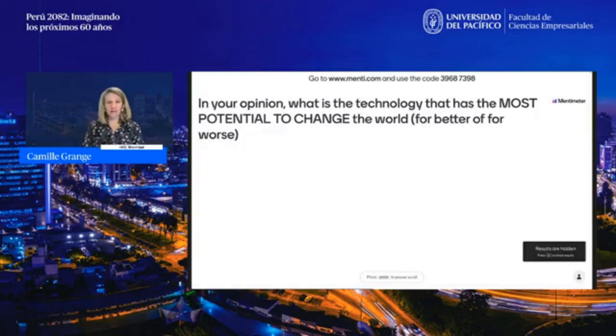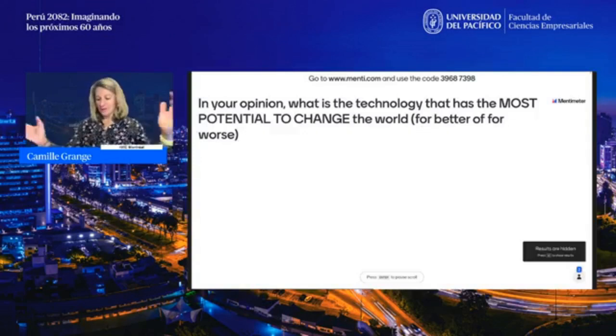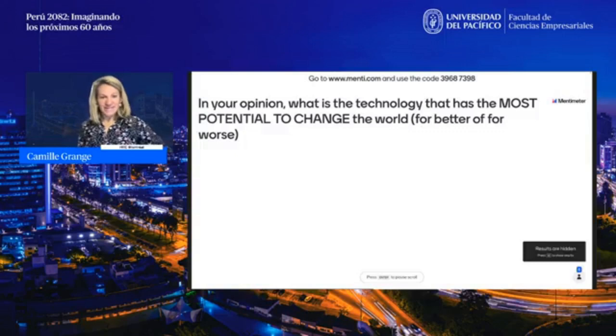Okay, it's poll time, everyone. So I invite you to go back to menti.com, use the code 39687398, and I would like to ask you a very open question. I'd like to have your opinion on what you think is the technology that has the most potential to change the world, for better or for worse. And it could be technologies that I cited, or other ones. I haven't talked about many, like blockchain, quantum computing, you name it. So, it's a chance for you to tell the audience what it is that you think will potentially change our world? All right, let's see. I'll leave you a few more seconds.